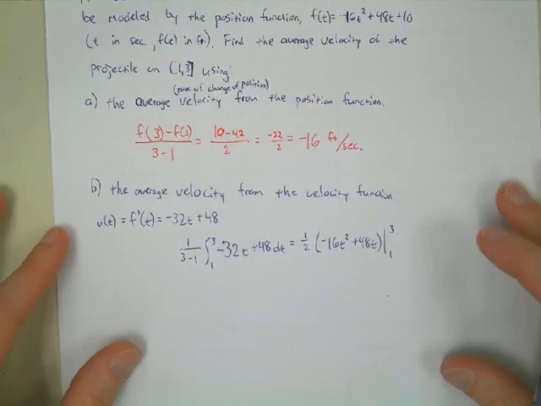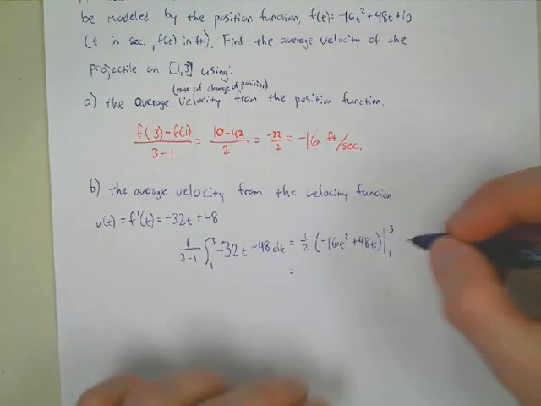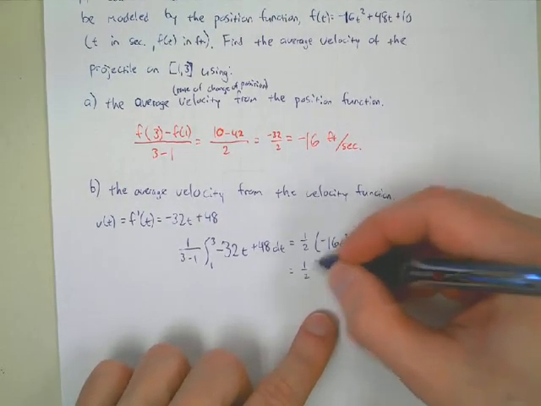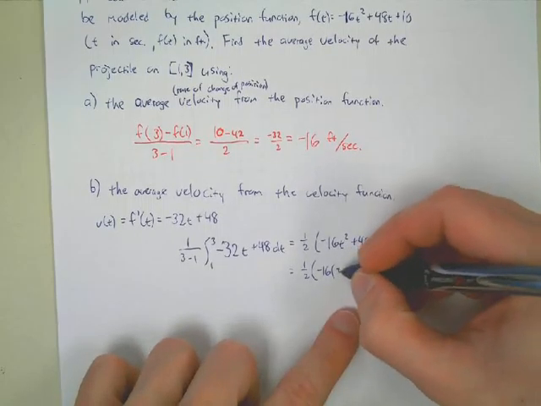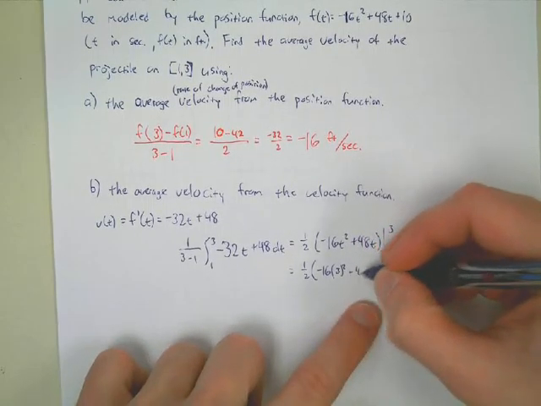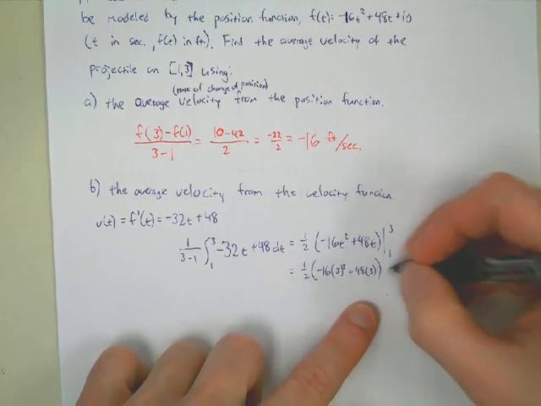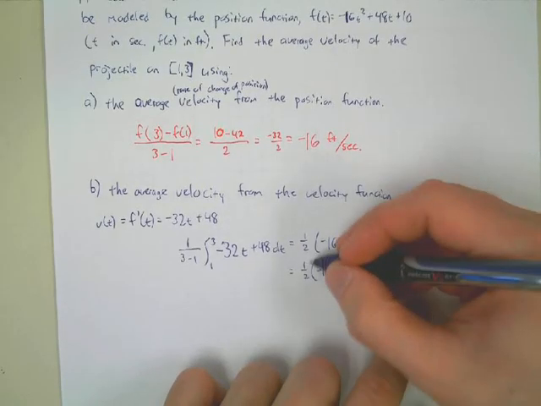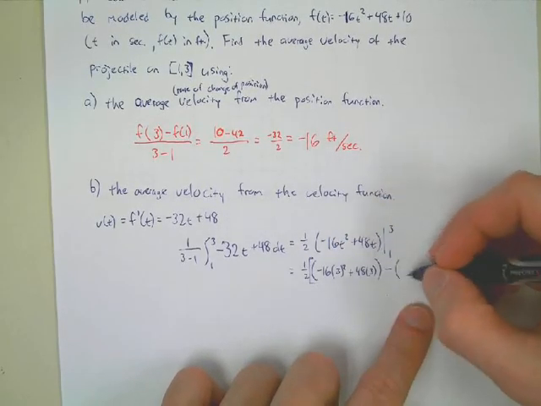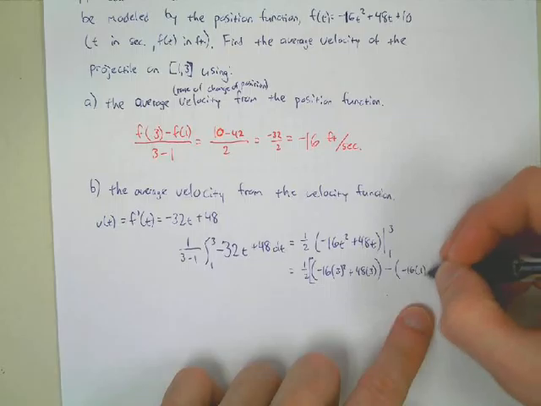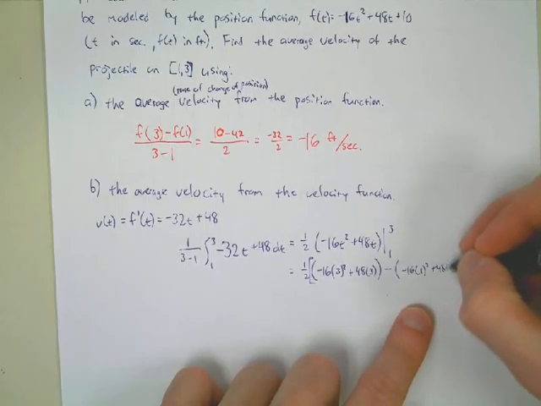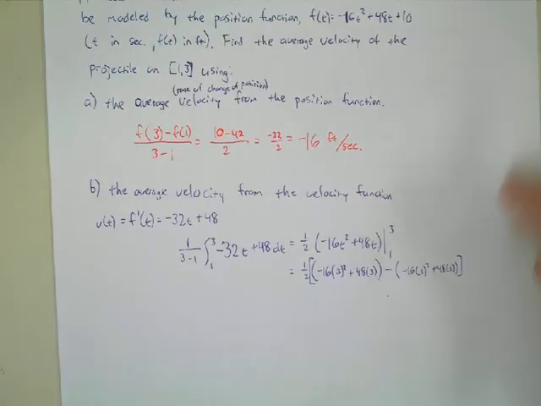Okay, and so let's see here, it's 1/2, and so we have negative 16 times 3 squared plus 48 times 3 minus, and I guess I'll put this in square brackets here, minus the quantity negative 16 times 1 squared plus 48 times 1. Okay, so again, it's just evaluating the normal definite integral there.